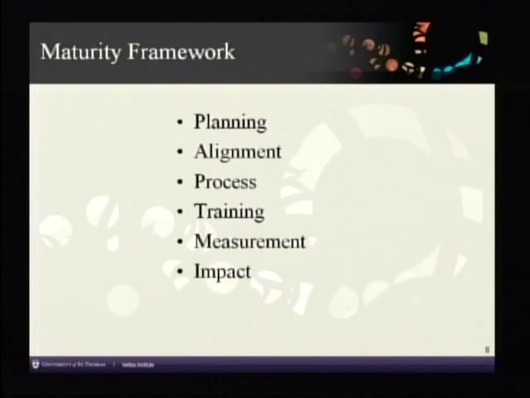Measurement, having a set of internal measures in place to monitor processes to ensure that they're operating correctly. And then impact, having a set of external measures in place to help the hospital gauge whether all of this activity, all of this effort is having its desired or intended effect upon the community that the hospital serves. Okay, so that's the maturity framework that's used within the SIM.